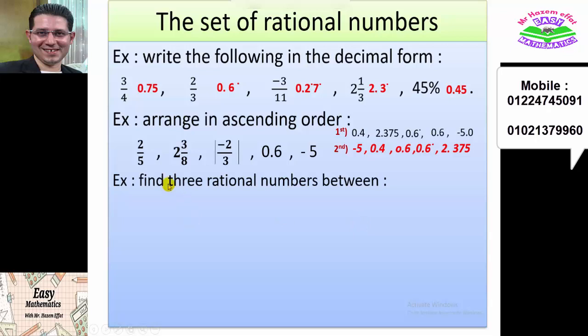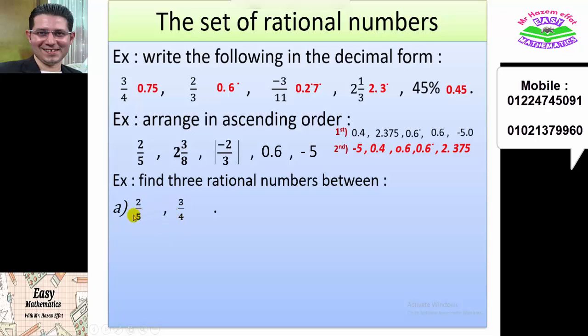Okay, the final exercise is very important. He asked me to find 3 rational numbers between 2/5 and 3/4. Okay, before solving this exercise, I must tell you something you must know. Between any 2 rational numbers, we can find an infinite number of rational numbers between them. But how in this case? He gave me 2/5 and 3/4.